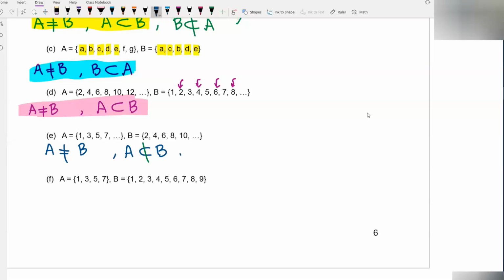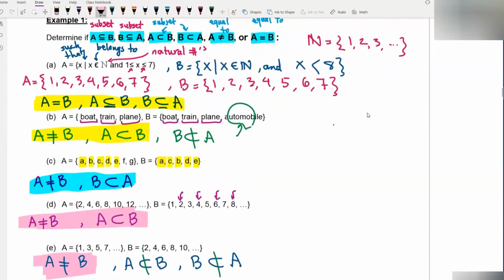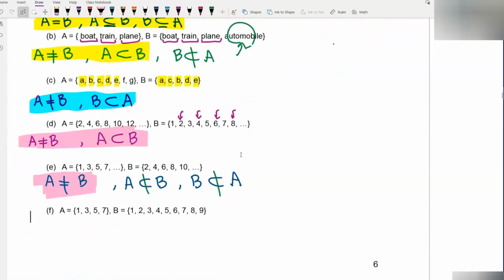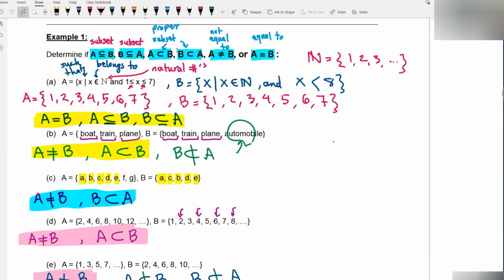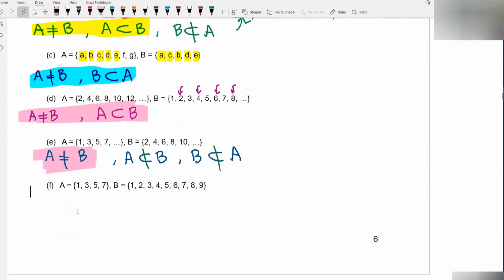What about B? Is B a proper subset of A? No, it's not. Because we don't have even numbers in A. So the answer for this one is that part, because we don't have these symbols on top. That's why the only answer that we have here, choosing from what was given on top, is just A is not able to be.